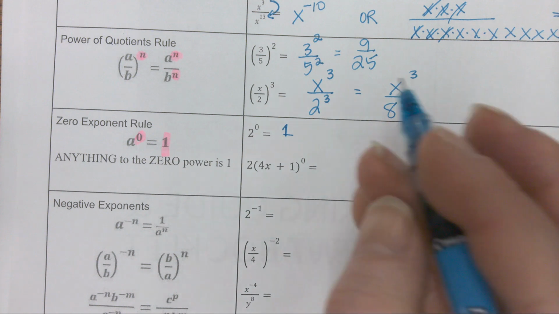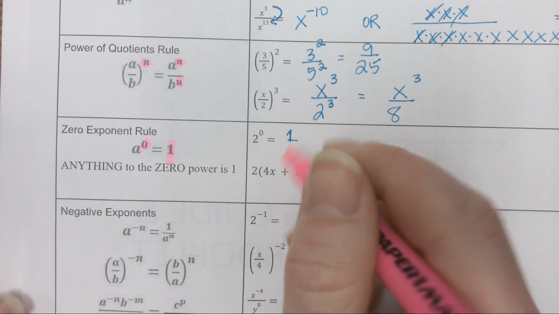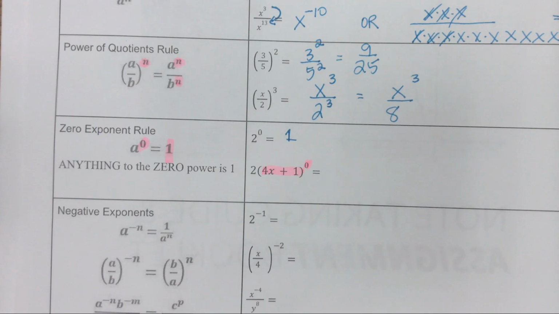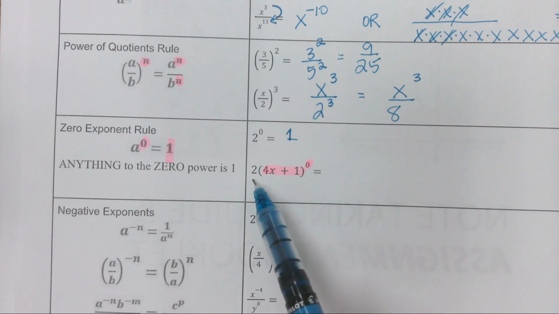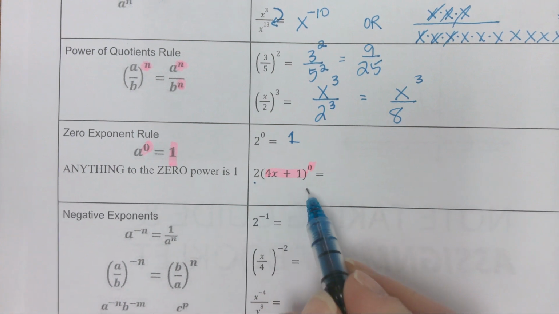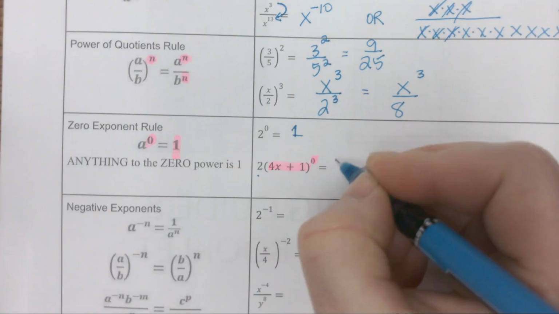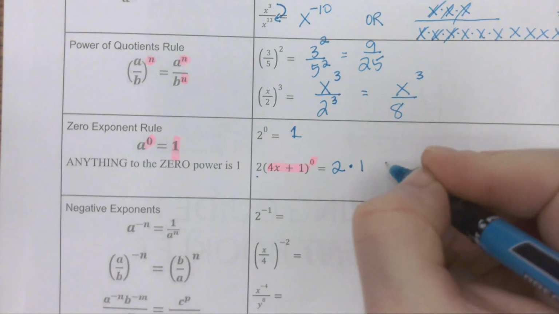What if I have, now hold on a second. This has this raised to the 0, but what's out in front of it? 4x plus 1 raised to 0. There's a 2 out in front. All right, so the thing I highlighted in pink, that is 1. But there's a 2 out in front of it, so it means 2 times 1, which is 2.